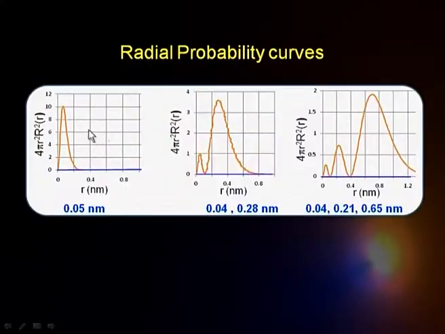Let us look at the radial probability curves. I am showing you the radial probability curves for the three orbitals I am talking about, that is the 1s orbital, 2s orbital and that of the 3s orbital.